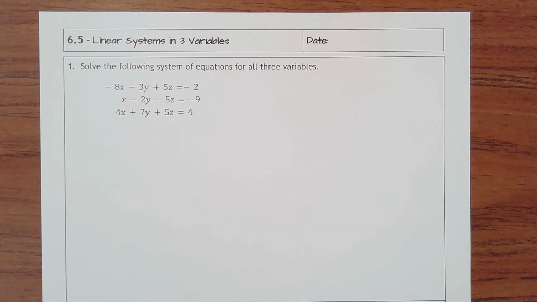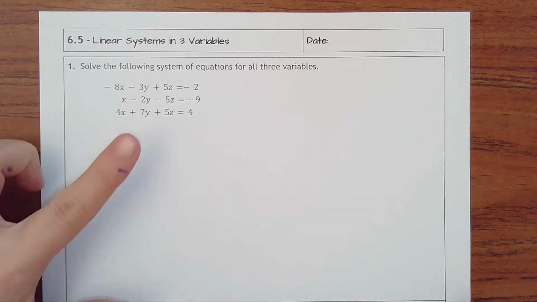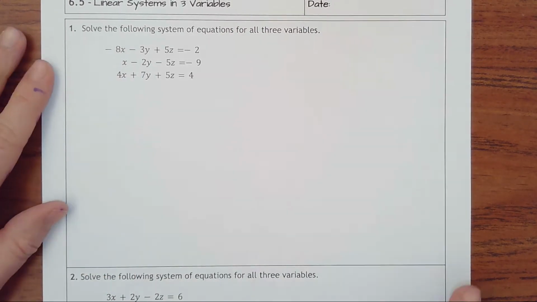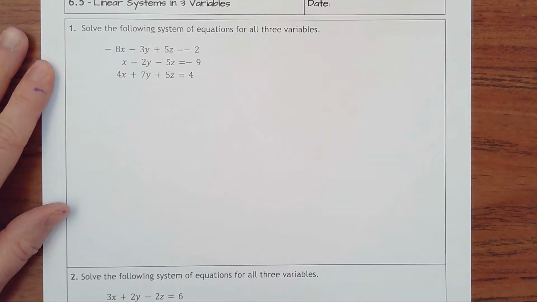Lesson 6.5, linear systems in 3 variables. This is where the real fun starts. So not only do we have x and y to solve for, we also have z. This is in a 3-dimensional coordinate plane, so you're trying to solve for 3 different coordinates.